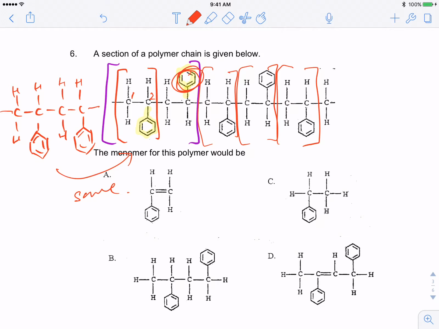Okay, so the monomer will be, to convert the polymer to the monomer, what you have to do is, from here, remove the two bonds at the side and join here. So this is the monomer. Answer will be A.